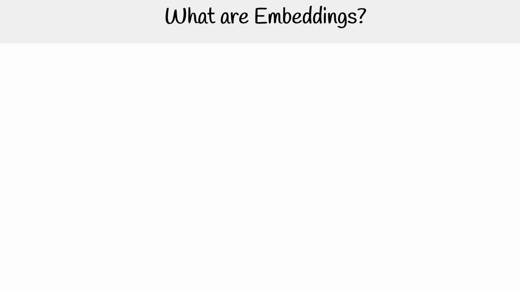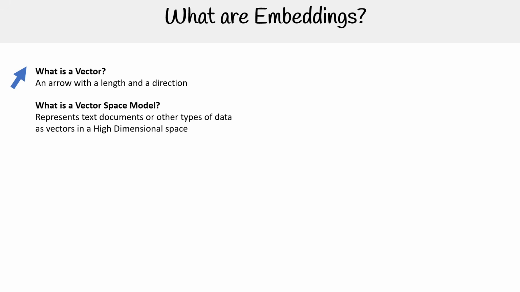So what are embeddings? Well, before we can answer that, we need to answer what is a vector. So a vector is an arrow with a length and direction. That is the simplest explanation. If you're talking to a mathematician, they're going to have a fancier explanation. But the reason why this matters is that a vector needs to exist in a vector space. And so what is a vector space model? It represents text documents or other types of data as vectors in a high dimensional space.